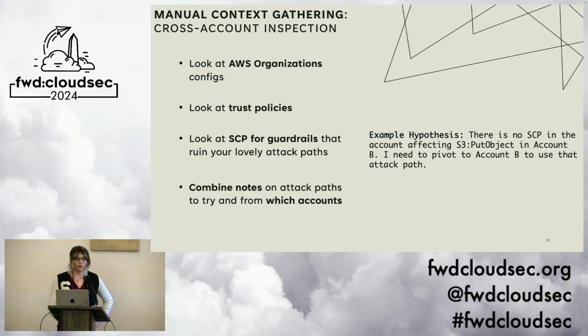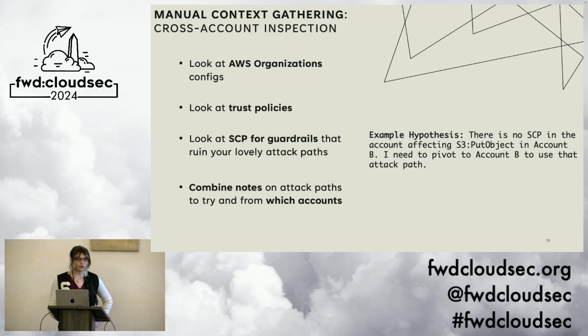Lastly, we want to look at how the accounts are interacting with each other. The first place that I like to look for this kind of thing is AWS Organizations. I like to figure out who the management account is, what different accounts are used for, and basically look at these trust policies. There are lots of other configurations that we can talk about, but I also like to consider service control policies at this point. Service control policies are guardrails that are going to ruin your attack paths. So why not consider those and make sure that you're spending your time wisely, because we're ultimately trying to deliver value to the client.